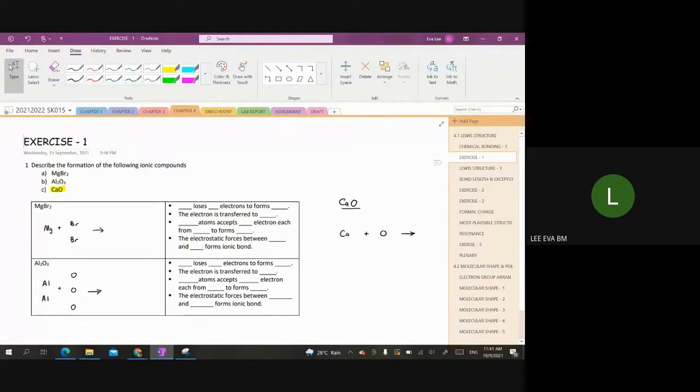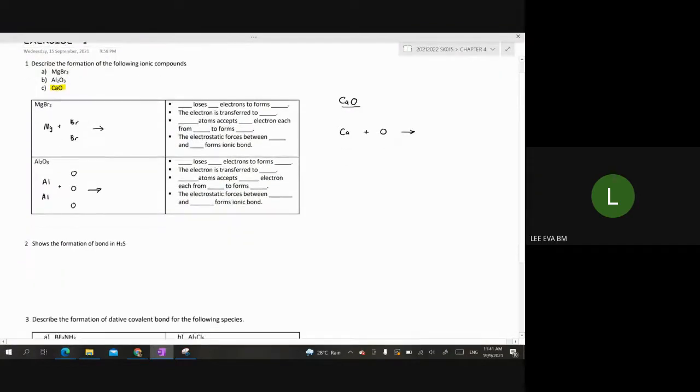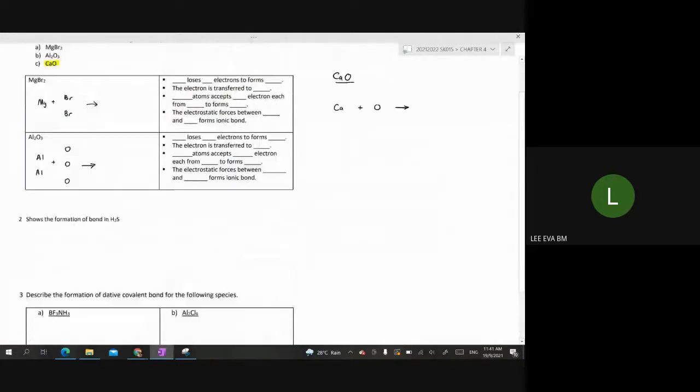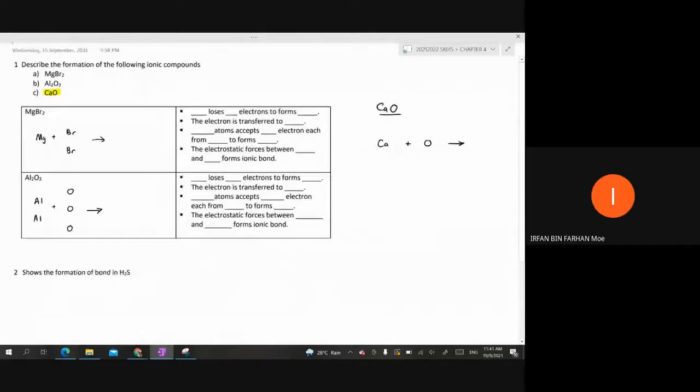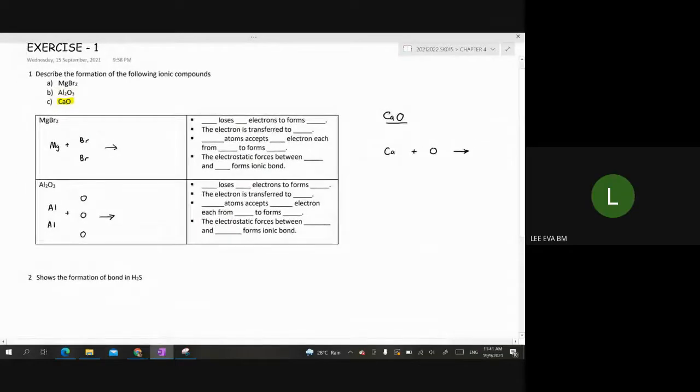Okay. Dekat sini Madam akan tunjuk satu contoh untuk satu part saja, yang lain awak try sendiri ya. So for formations of ionic compound, I think most of you are okay. So for three of these, Madam just give you some guideline, and then you just complete it. So magnesium, there's 2 valence electrons, bromine, that's 7. So exactly the same like just now.